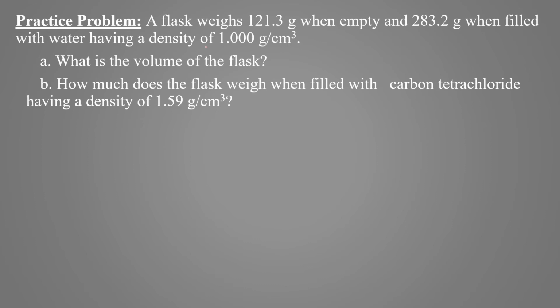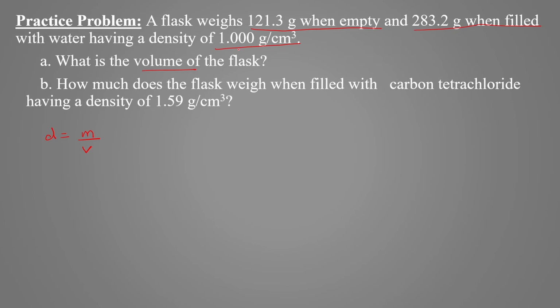Let's do another example. In this example, we have a flask that weighs 121.3 gram when empty and 283.8 gram when filled with water, having a density of 1.000 gram per cm cube. And you have to find the volume of the flask. So let's start. This is a density problem. The formula for density is density equals mass over volume. But what do you have to find? You actually have to find volume, not the density.